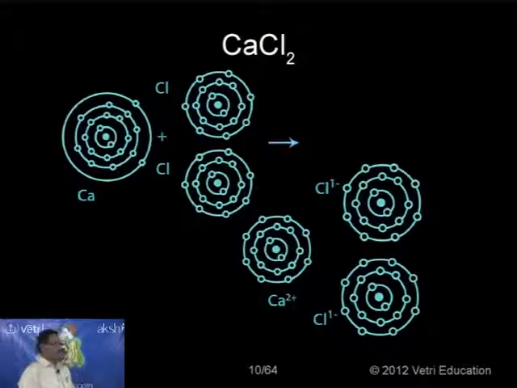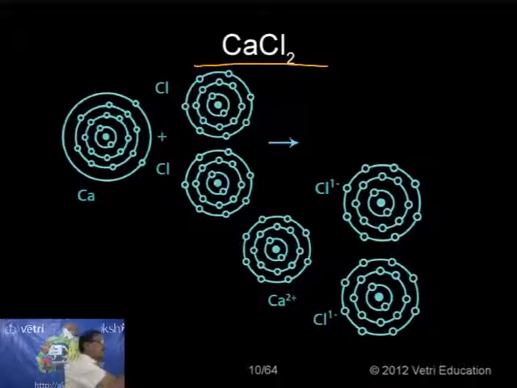Sodium and chlorine, that is sodium chloride. Okay, let me explain another example: calcium chloride, formation of calcium chloride, ionic bond. The interesting information is, as usual, calcium comes in the second group. It is called alkaline earth metal.